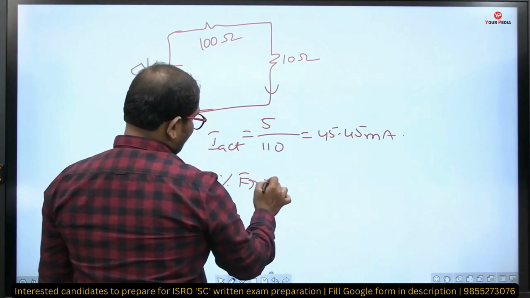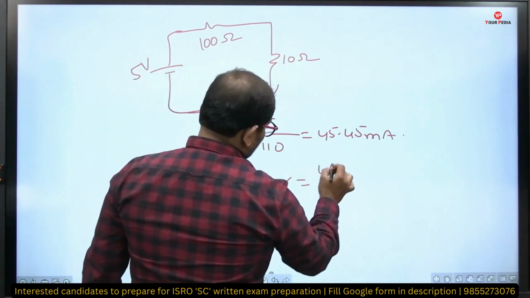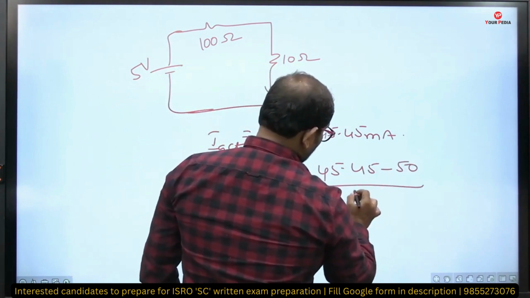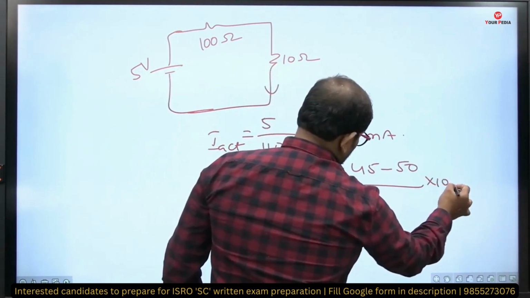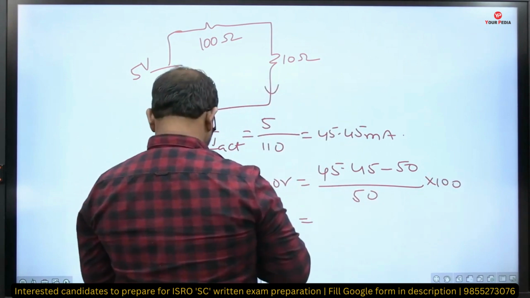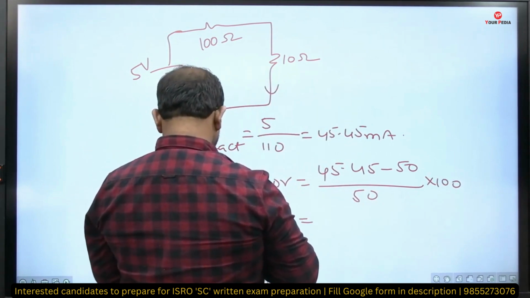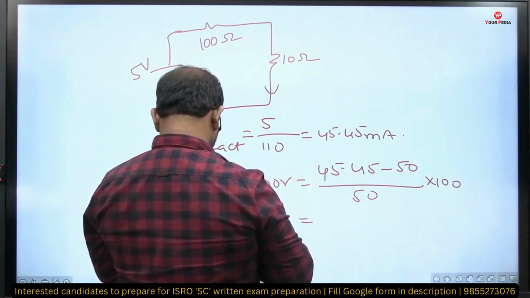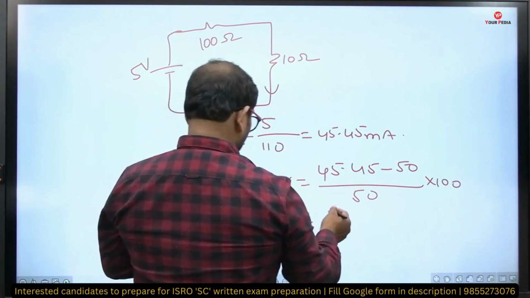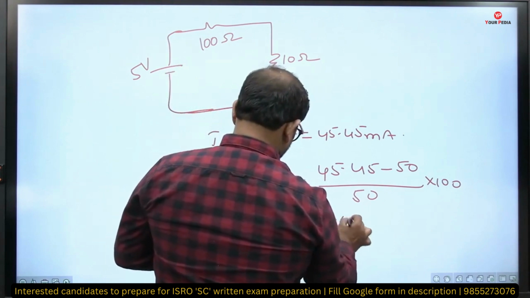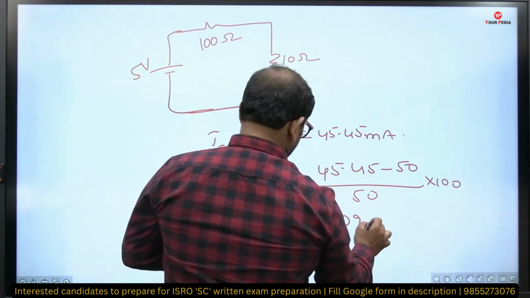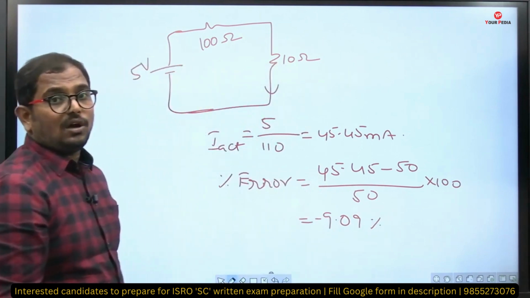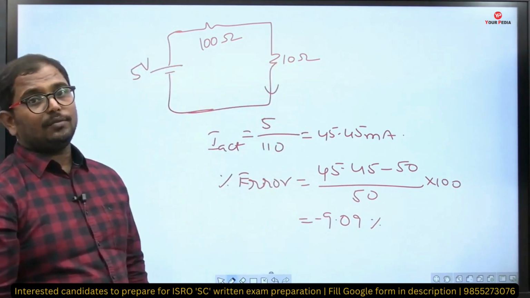So now what is the percentage error? It is equal to actual, 45.45, minus true value, 50, divided by 50, into 100. So this becomes minus 4.55 divided by 50, which is again equal to minus 9.09 percent. So this is how you need to solve these kinds of problems.